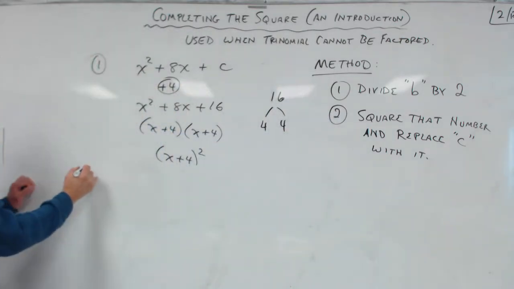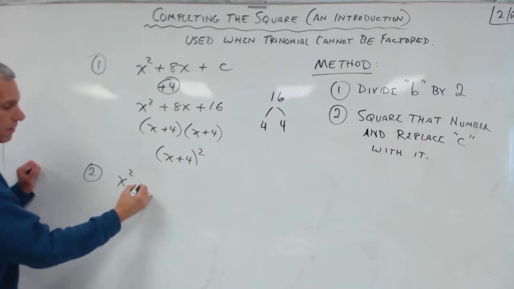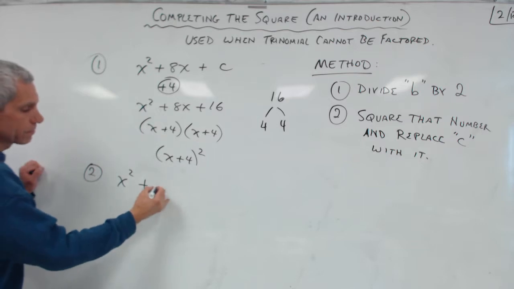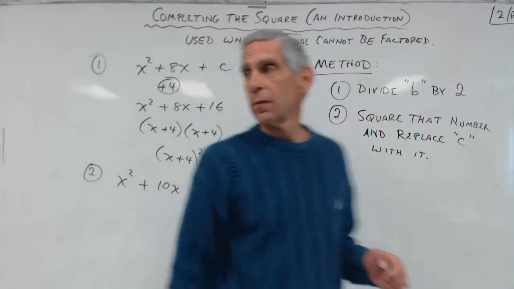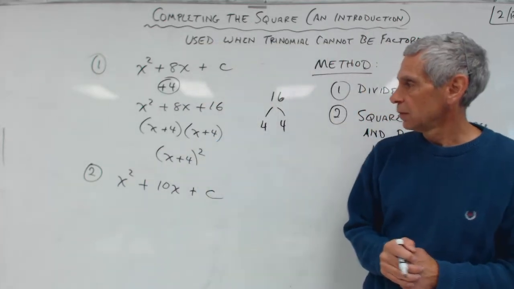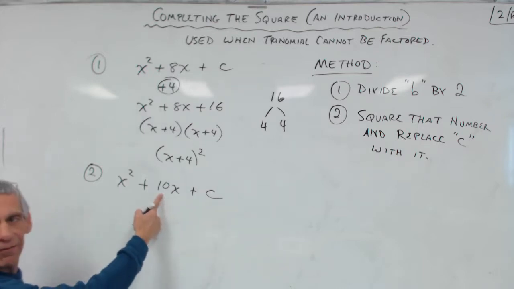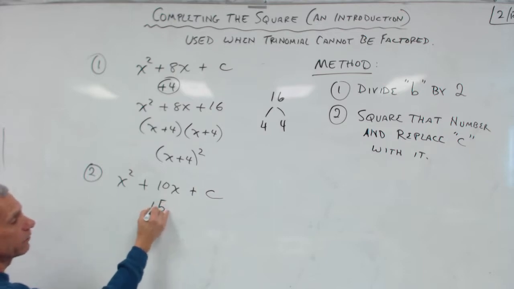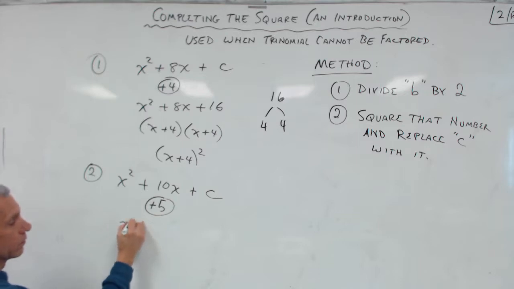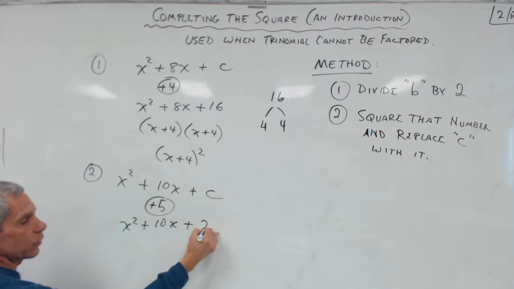Let's do a second one. Let's say I give you x squared plus, say we'll do 10x plus c. So it'd be x squared plus 10x, sorry. So what's half? Divide b by 2. 10 divided by 2 is 5. So that's going to be positive 5. Now x squared plus 10x plus 25, because 5 squared is c, so that's 25.